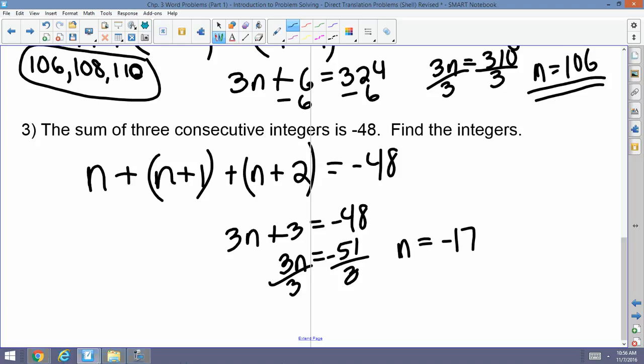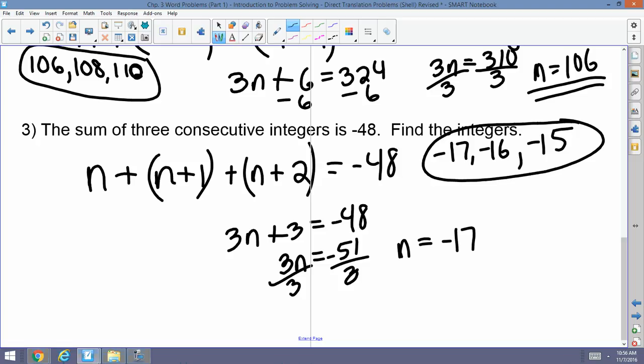But that's not my answer. My answer are the three integers. So n is negative 17, that's n. N plus 1 is negative 16. N plus 2 is negative 15. And that is my answer. Those are the integers.